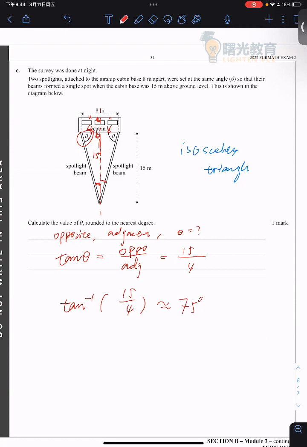And then again, watch out. If your calculator is not in DEG mode, you will not generate 75, and that is a wrong answer, not accepted by the question. That is the end of the geometry part.